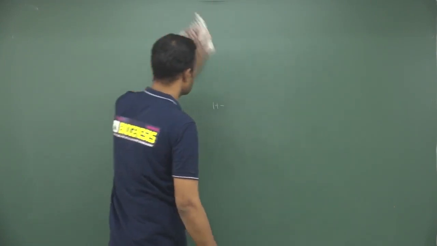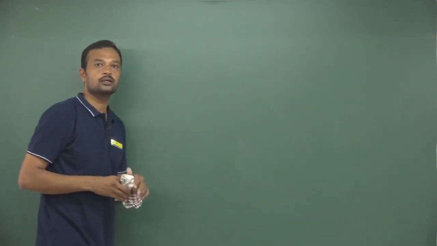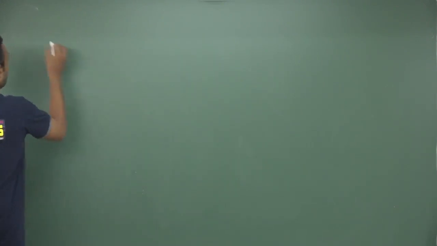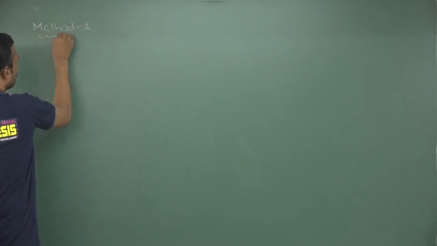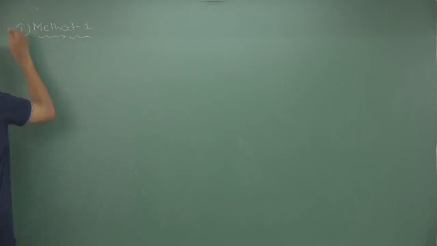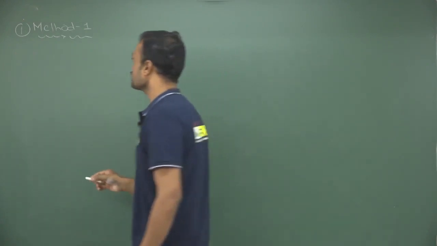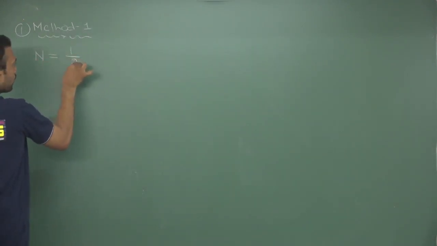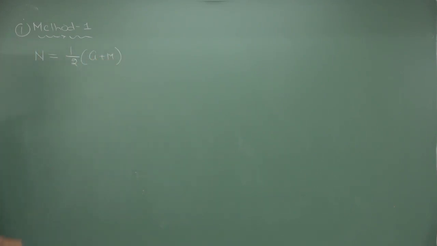Now let's go through some shortcuts. In these shortcuts, we can identify what will be the hybridization of a given molecule. So here I am giving method 1, method 1 to identify hybridization of a given molecule with respect to one general formula. Suppose it is a neutral molecule, simply you write down 1 by 2 (G plus M), where G is nothing but group number, M is nothing but monovalent.